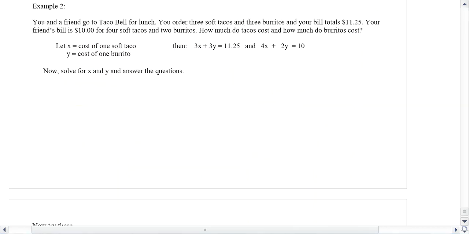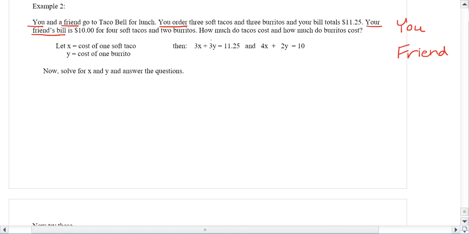Let's look at example 2. As you read it, you see that this problem is a little different than 1 because you're talking about yourself and your friend. We have information about what you bought, 3 soft tacos, 3 burritos, and then your bill. And then we have more information on what your friend's bill was. So as you're reading this, you're kind of thinking of the framework. You're going to get an equation that's just for you and your bill, and then you're going to get an equation for the food and the bill that your friend came up with.